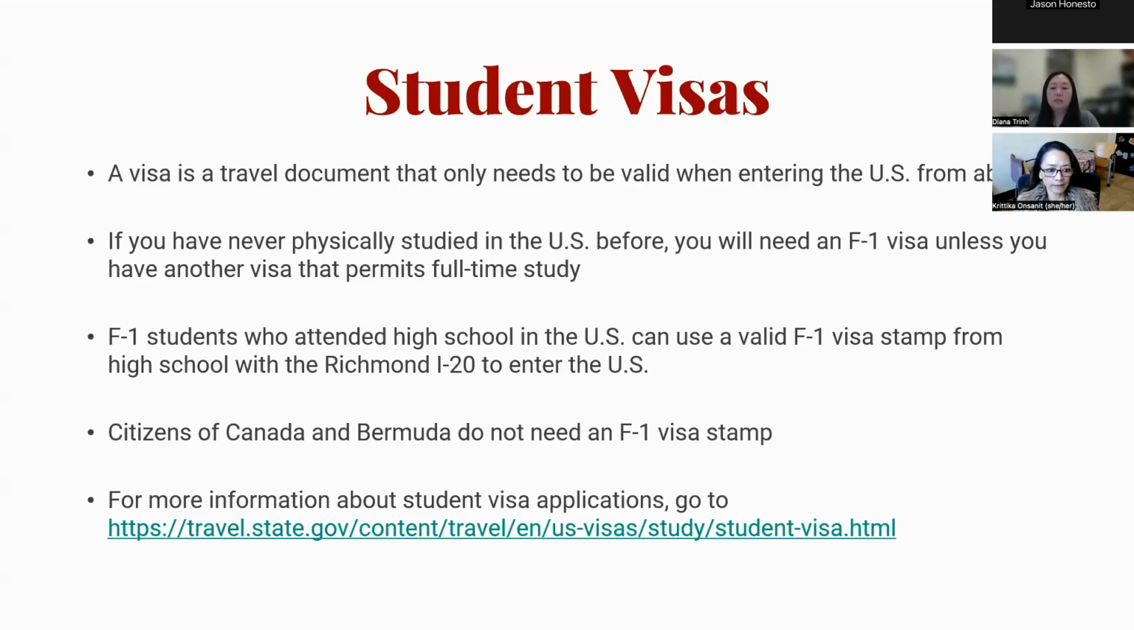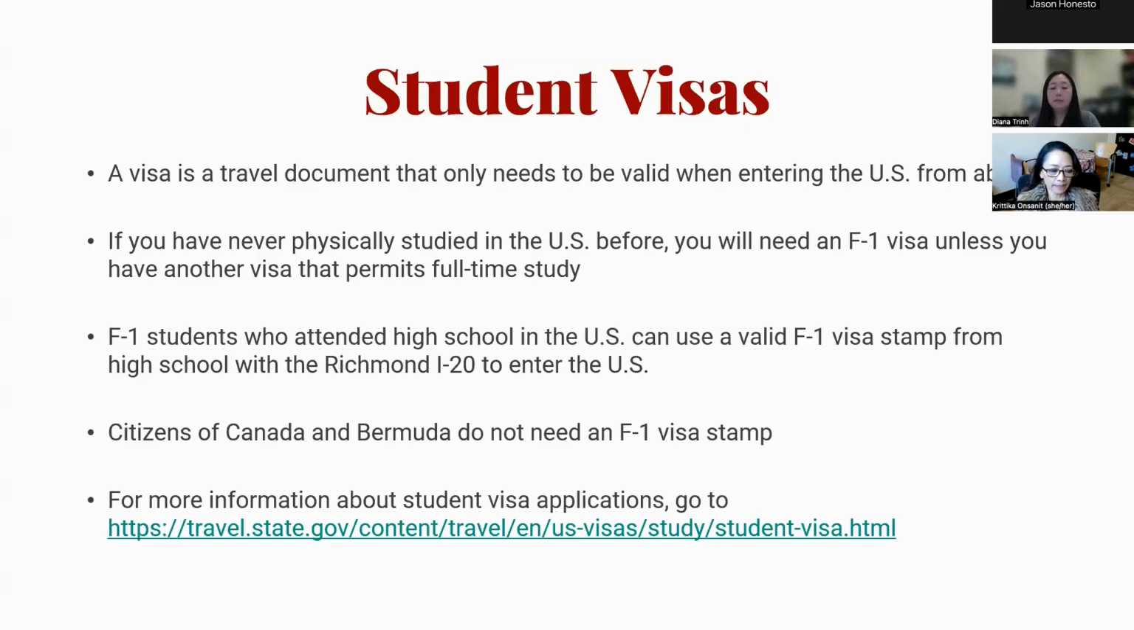Now, some of you may have attended high school in the US as an international student. If that is the case, you attended high school on an F1 student visa. If that F1 visa stamp from your high school is still valid, you can use it to enter the US along with the I-20 from Richmond. So you're not going to use the I-20 from your high school, right? Because you're not going back to high school, you're coming to Richmond. So you can enter using those two things: Richmond I-20 and a valid F1 visa stamp from your high school.